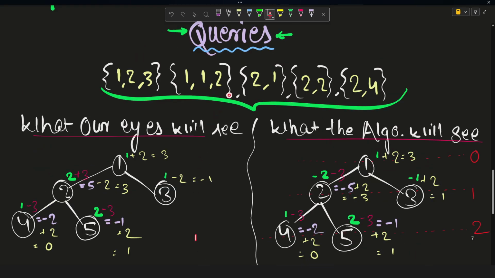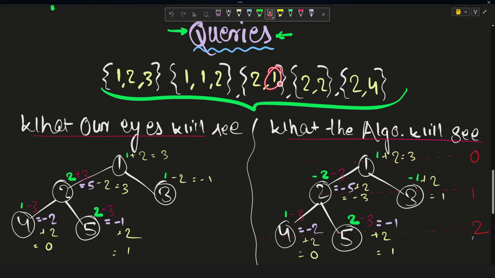And if we move forward in the query, we are done with these two queries, and now we want to answer these three queries. So for this query, it is 2, 1. That is, I want to find the value of the first node. If we look at this first node here, it is equal to 3. And here also, if you look, it is equal to 3 only.